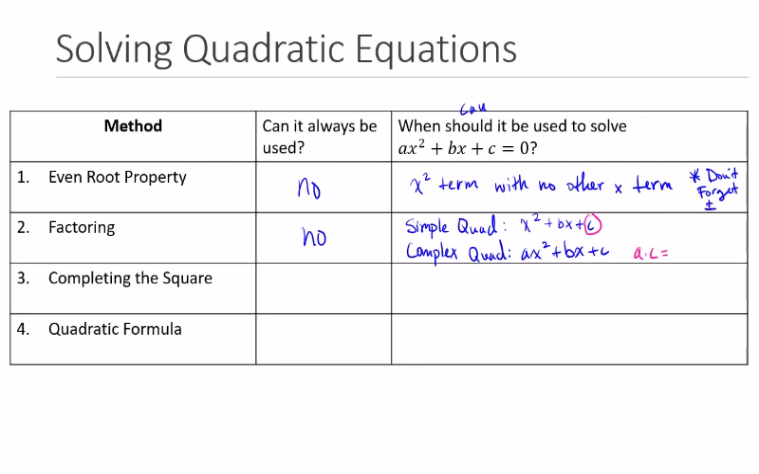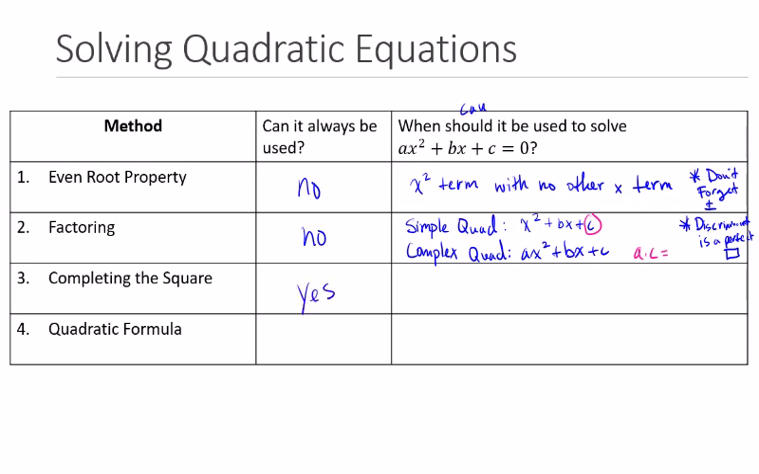Another way to check on these is you can use the discriminant. If the discriminant is a perfect square, that's when the factoring method works. Okay, completing the square, can it always be used?